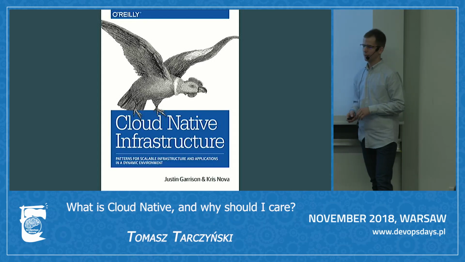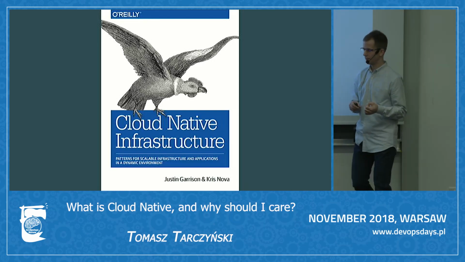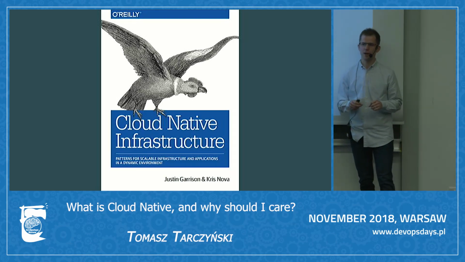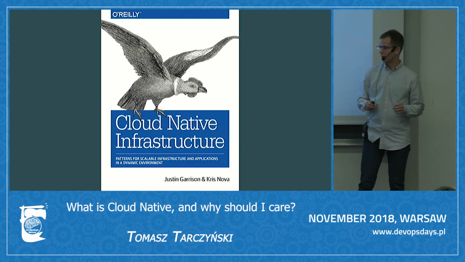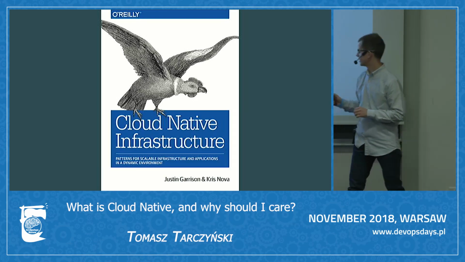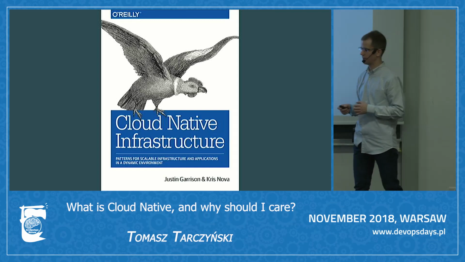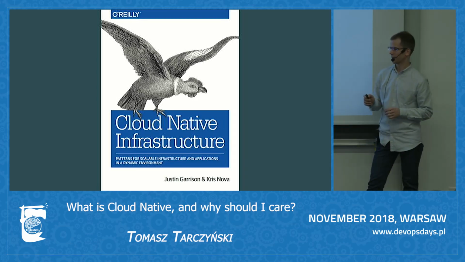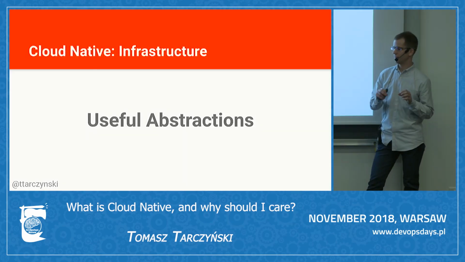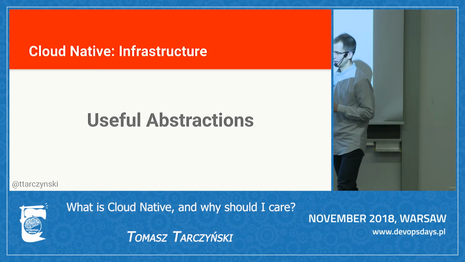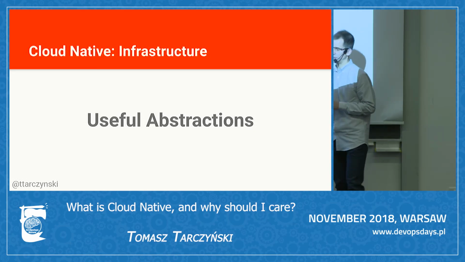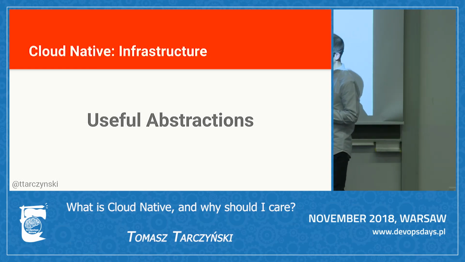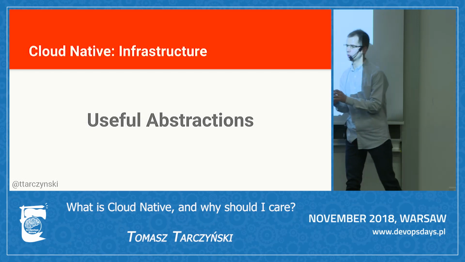Okay, so going back to the definition of cloud native, when I've tried to find how people define cloud native, I most liked what Justin Garrison and Chris Nova said in their book Cloud Native Infrastructure, which I really recommend. They said that it's about the infrastructure that is hidden behind useful abstractions. So you no longer deal with individual machines, but you have an API to control the whole cluster.